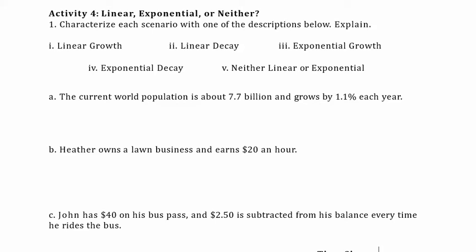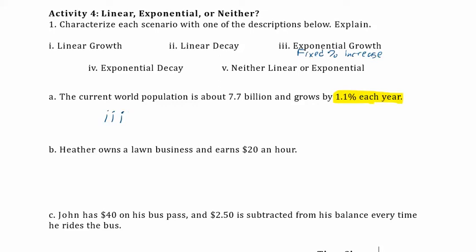All right, let's take a look at A. The current world population is about 7.7 billion, and it grows by 1.1% each year. So we certainly see here a fixed percent increase. So that is going to be exponential growth. I'm just going to put 3 here for exponential growth.